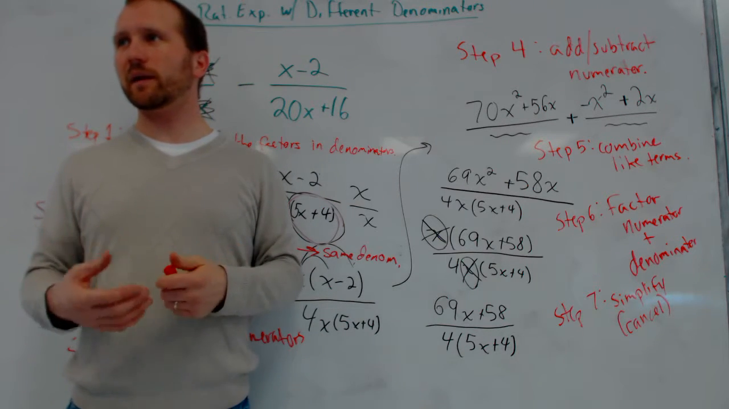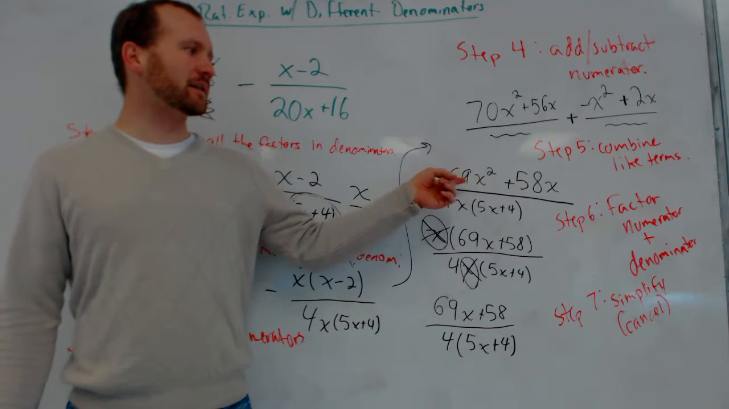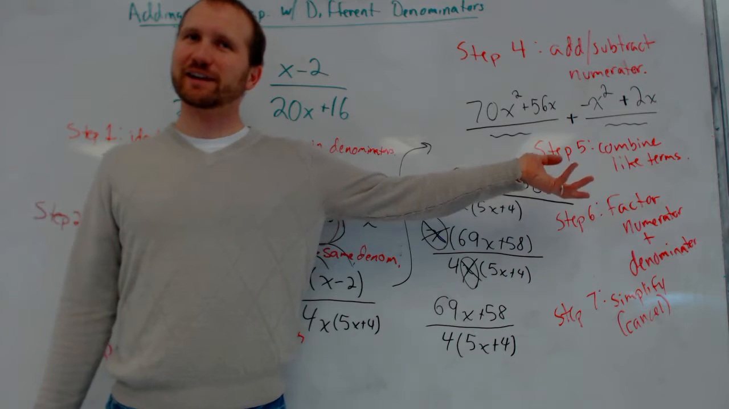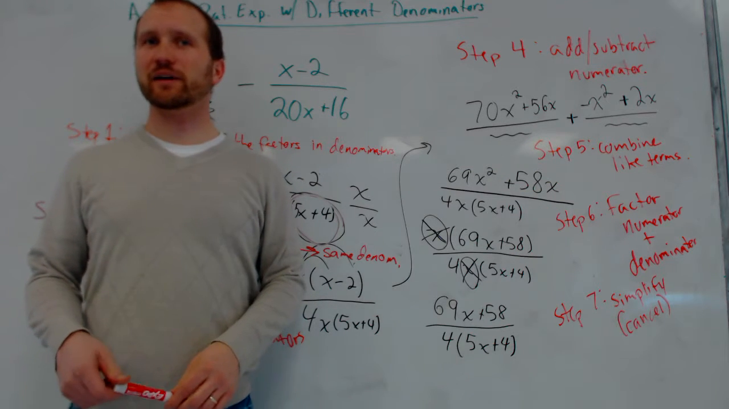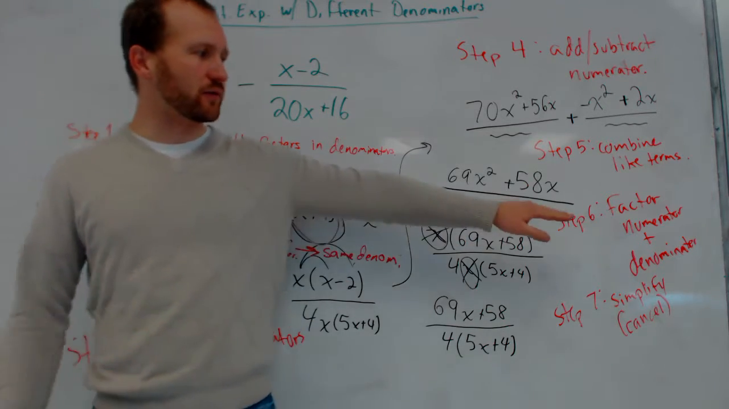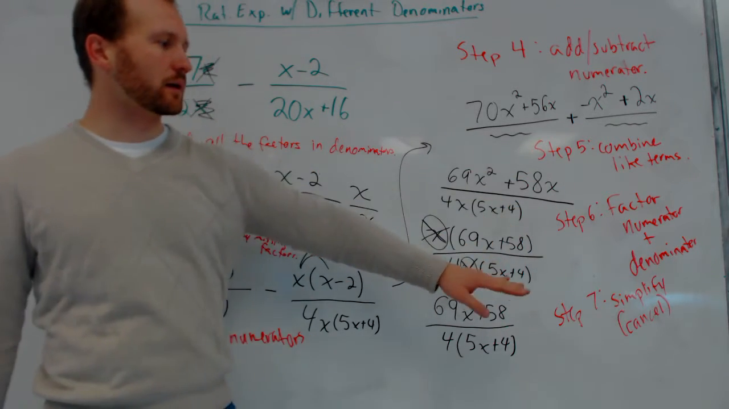Yeah, I mean that one would have been. I was so glad when I saw the 69x squared. I was so glad that we didn't have a constant there, right? Because that would have been really difficult to factor. So whatever ways you know of factoring, you have to factor. Factor the numerator and denominator, simplify.